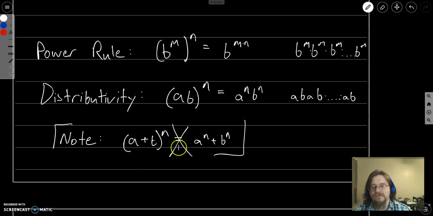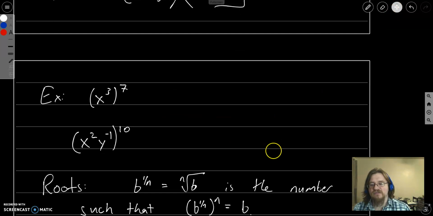This is called the freshman's dream, because someone comes into a math class and goes, haha, I know how to do this, and they make the silly mistake. So please don't make this mistake. It's bound to happen at least once, so I just want to give you a heads up ahead of time. So let's do some examples.